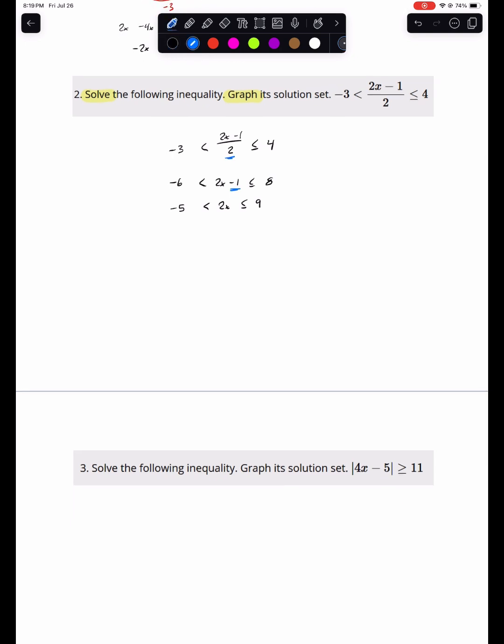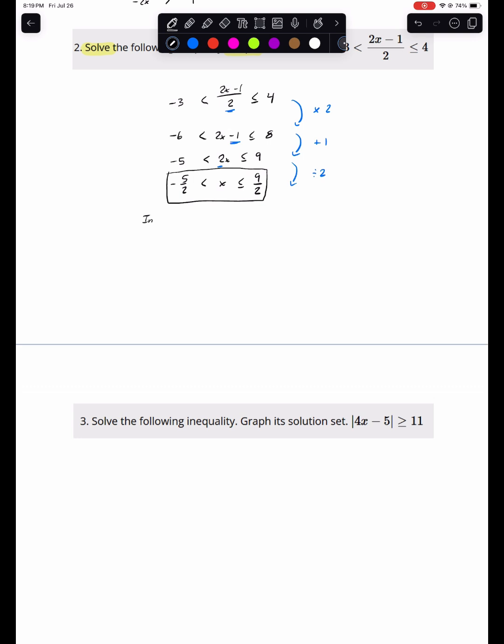Now to deal with this 2, we divide everything by 2. So we get negative 5 halves less than x less than or equal to 9 halves. So this would be a solution in inequality form. If we wanted interval form, this would be excluded, so parentheses, negative 5 halves to positive 9 halves included.